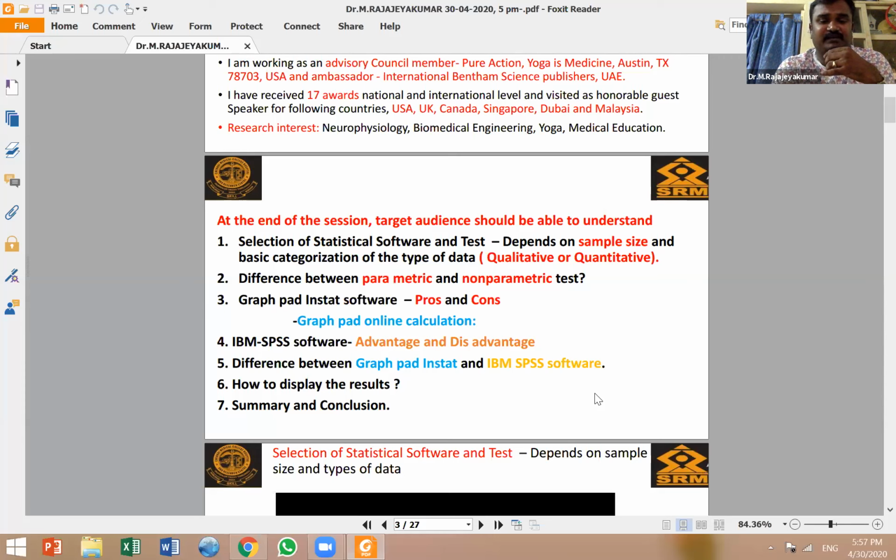Then mostly I am going to discuss the difference between GraphPad InStat software and IBM SPSS software. What is the basic difference between these two software, and how are we going to use them? Then finally, how to display your results in the paper. Then summary and conclusion.